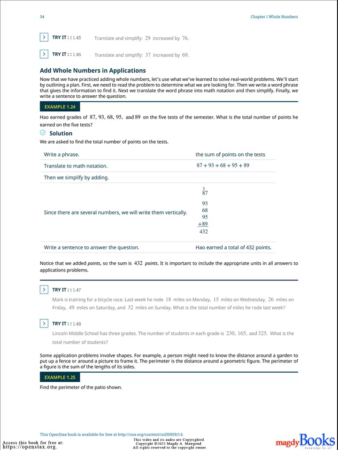Try it 1.47. Mark is training for a bicycle race. Last week he rode 18 miles on Monday, 15 miles on Wednesday, 26 miles on Friday, 49 miles on Saturday, and 32 miles on Sunday. What is the total number of miles he rode last week? Try it 1.48. Lincoln Middle School has 3 grades. The number of students in each grade is 230, 165, and 325. What is the total number of students?